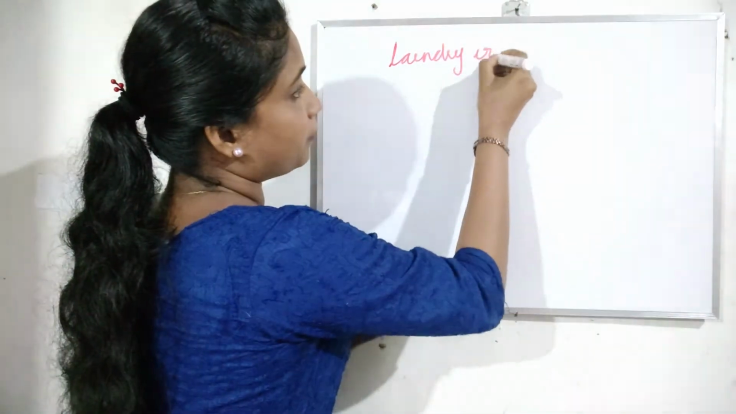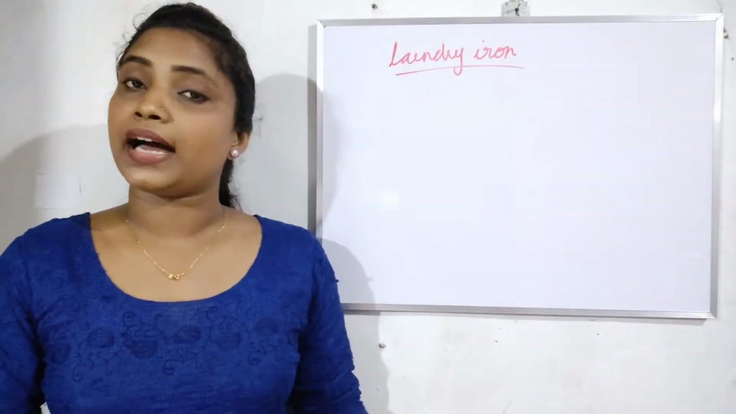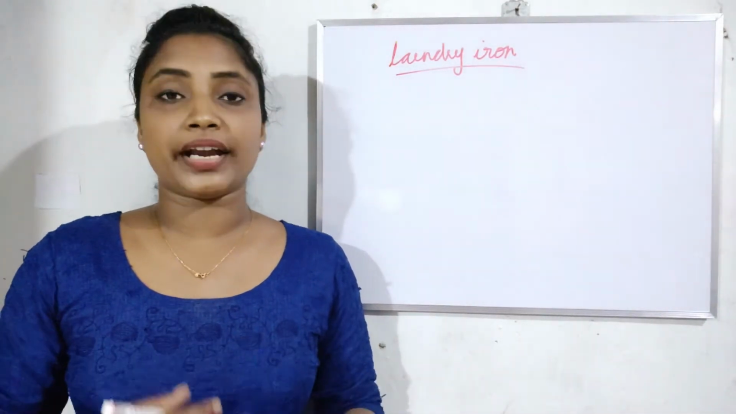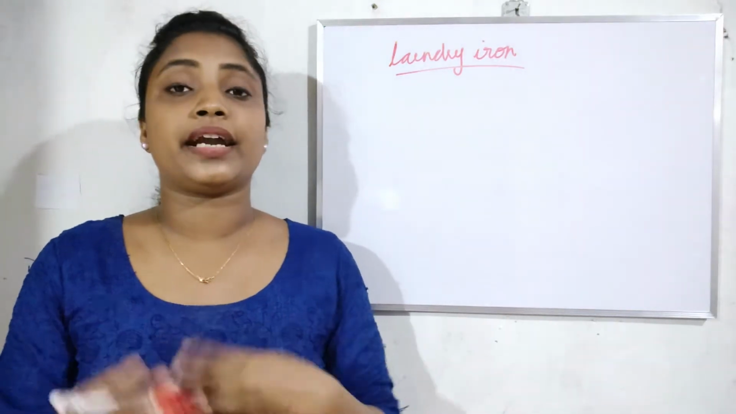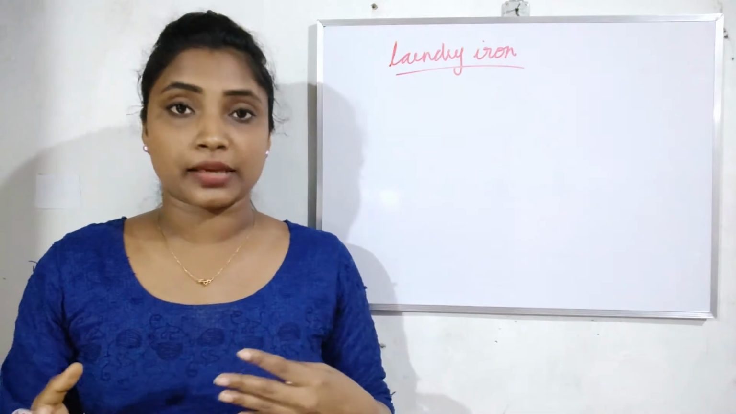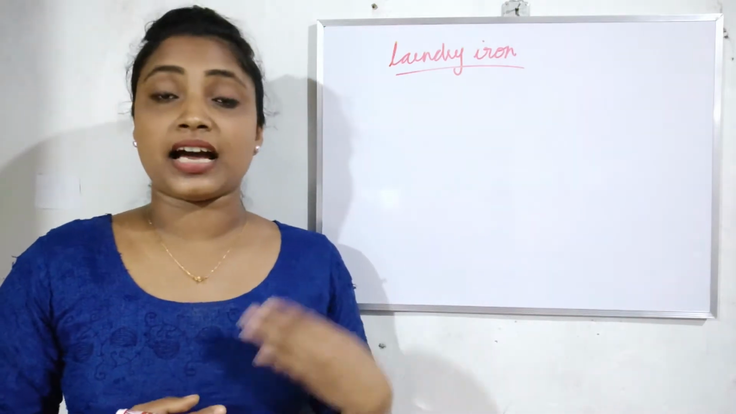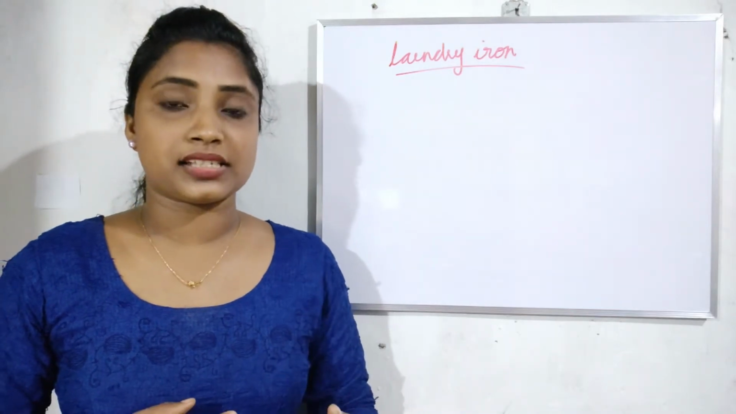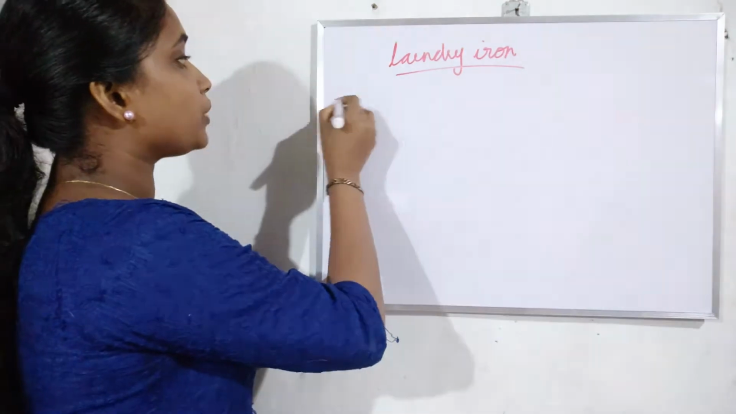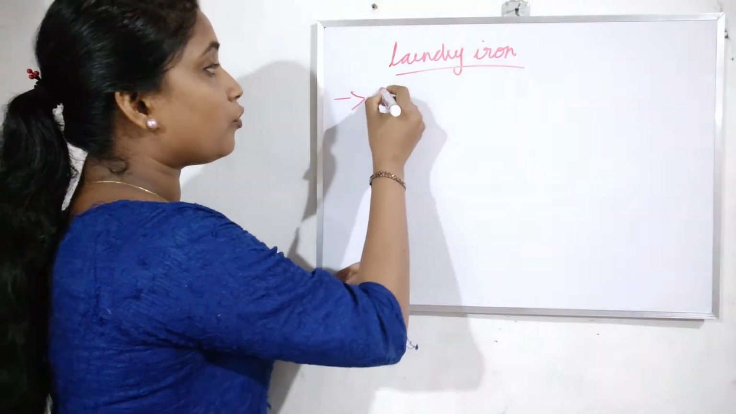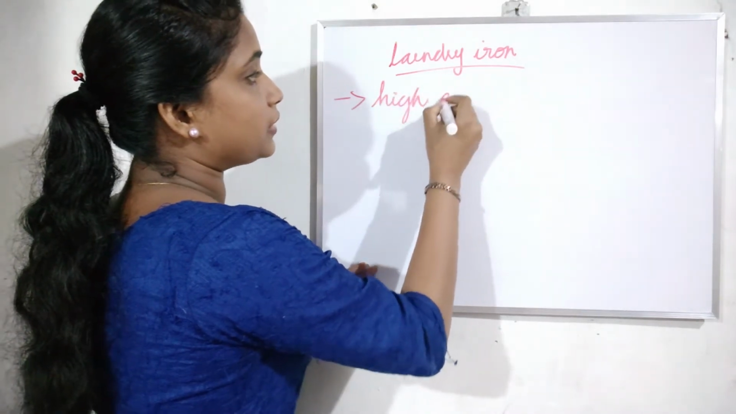Laundry iron. As we know, the use of laundry iron is to iron the clothes. So it should provide us more heat. So which kind of material is providing us more heat when electricity is applied? Definitely the materials which have high electrical resistance are providing us more heat. So the material which we use in laundry iron should be of high resistance.